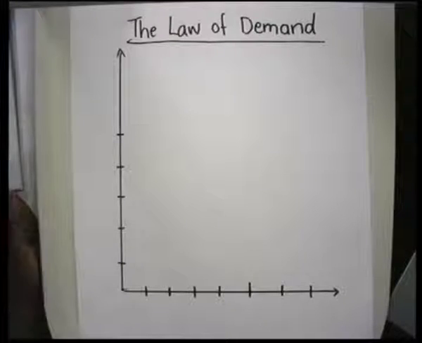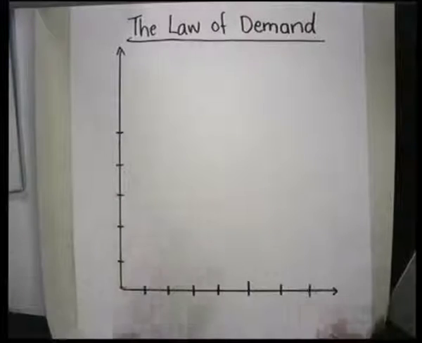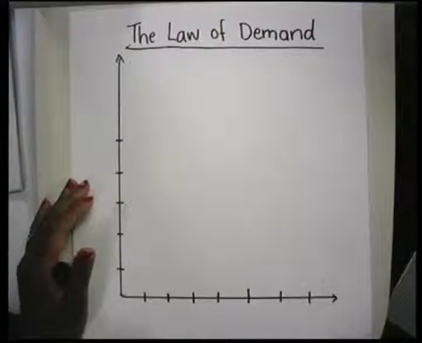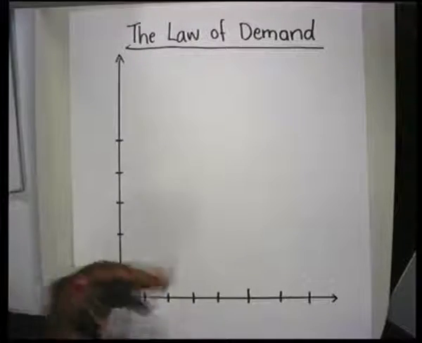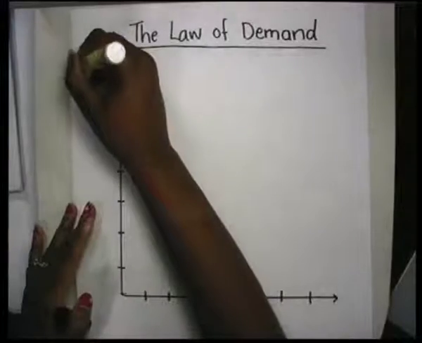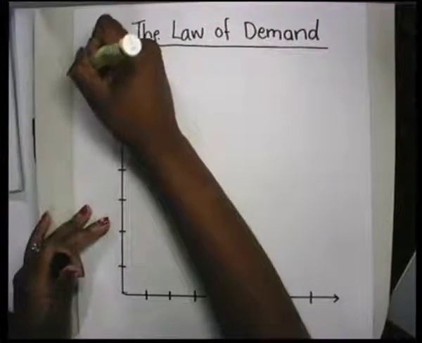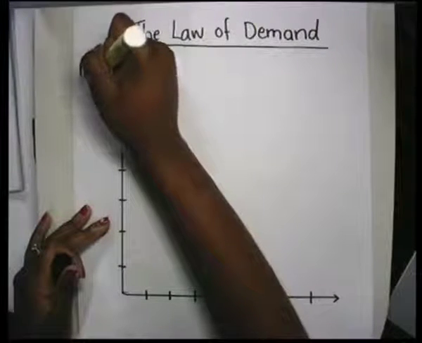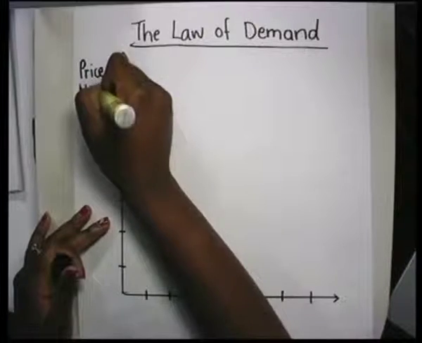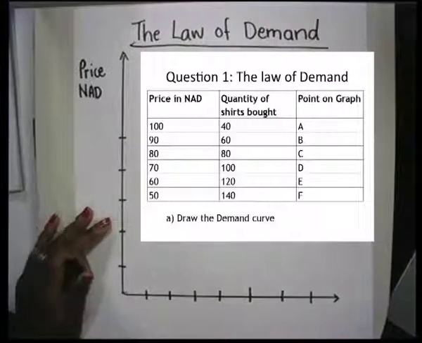First things first, you need to use the information given to you and put it on your graph. We have price in Namibian dollars. The price in Namibian dollars of the shirt we would then put on the vertical axis, and on the horizontal axis, that's where we would put the quantity of shirts bought.